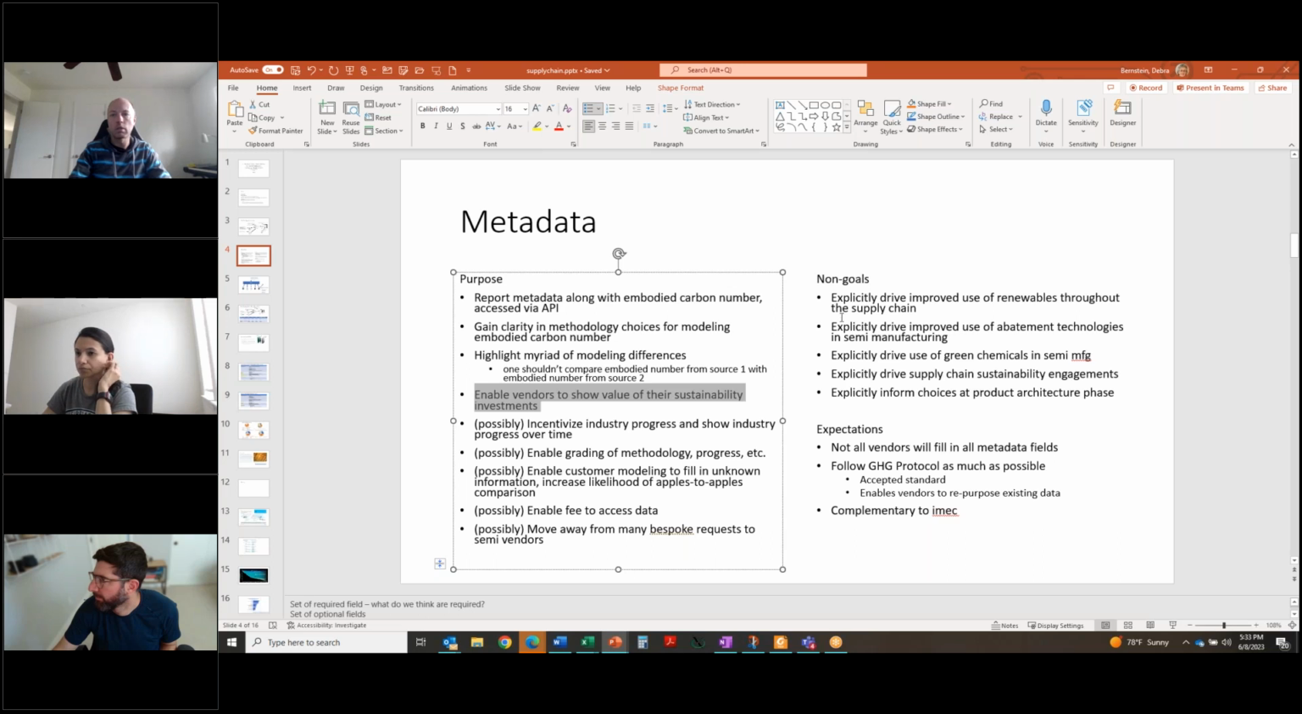The non-goals are more what I saw as what I think IMEC is trying to drive. So we're not trying to drive any of those things. So I see this as complementary to IMEC. That's my opinion. We can certainly talk this through.